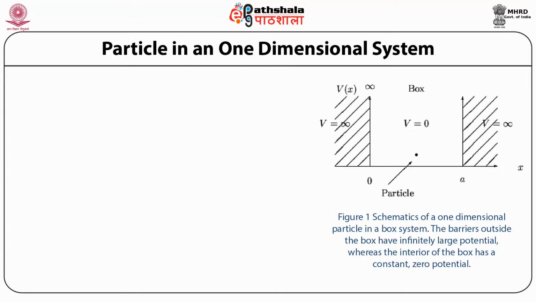The walls of a 1D box can be visualized as the regions of space which have infinitely large potential energy. On the contrary, a constant zero potential energy is assumed to be present within the box. This implies that the particle is free to move within the box and no forces act upon it in this region.